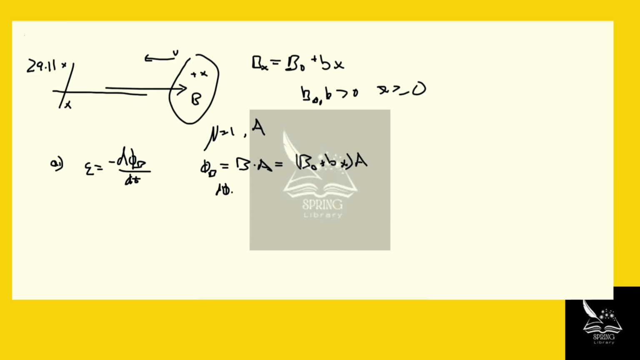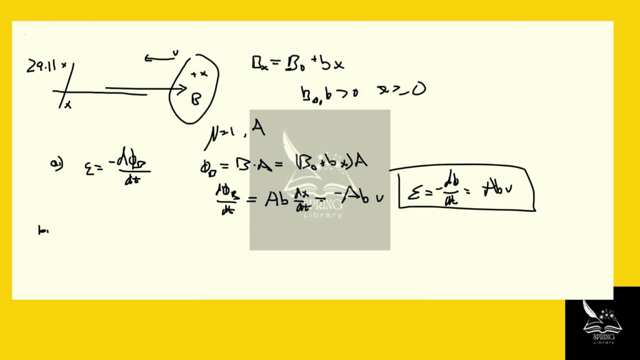So now when we take the derivative, d phi B dt, the B naught has no x dependence, so that's just gone. Okay, so then we have A times little b times dx dt. But dx dt is just the velocity that this is changing, right? So this is A b times v, but v is in the negative direction. So that means EMF is negative the derivative of the flux. So that means this is just A times b times v.